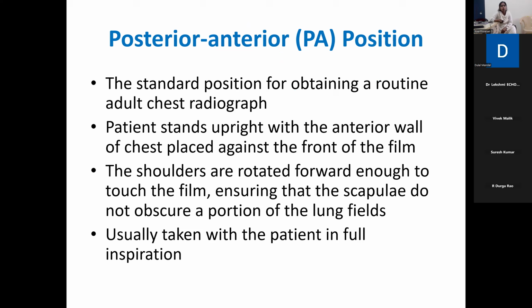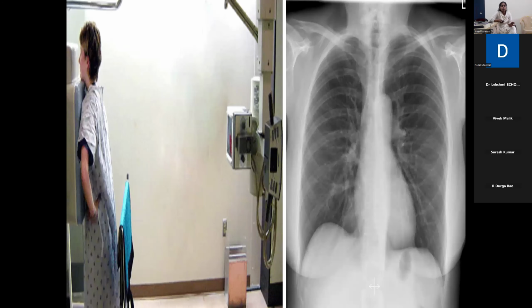So the first is postero-anterior view or the PA position. This is the standard position for obtaining a routine adult chest radiograph. So here what happens? The patient is standing upright, and there is the X-ray cassette. The patient's anterior wall of the chest is facing against the X-ray cassette, while the X-ray beam is directed towards the patient from behind.